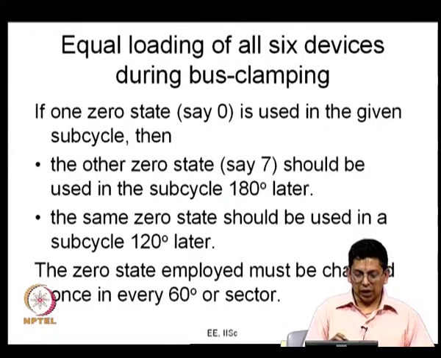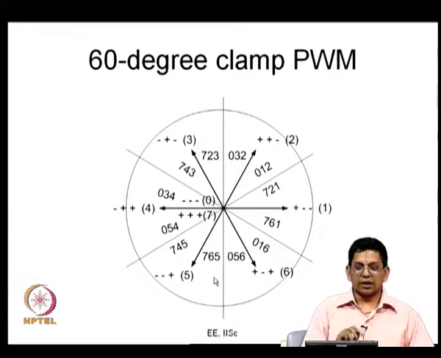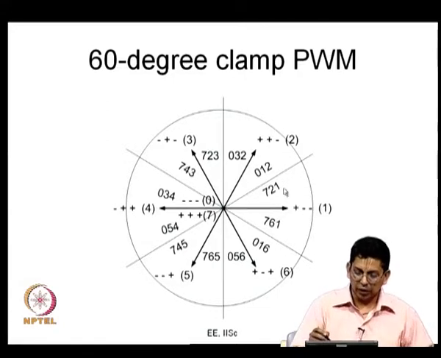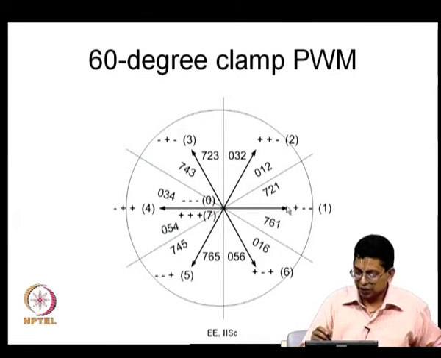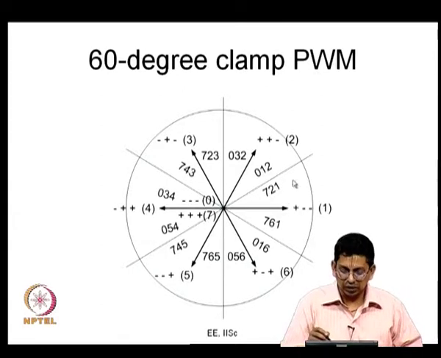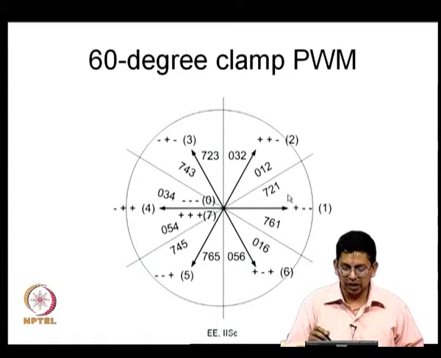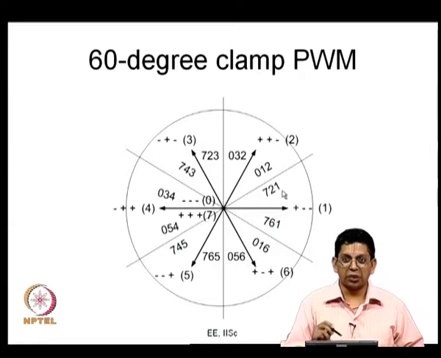And how are you going to do that? One example is the 60 degree clamp. We are going to change the 0 state in every 60 degree. Where am I changing? Now, let us say I use the 0 state 7, 721, 127 etc. is used in the alternate subcycles here. I am just writing 721. What do I mean by 721? If I use 721 in the subcycle, in the next subcycle I will use 127. So, 721 and 127 will be used in the alternate subcycles is the meaning here.